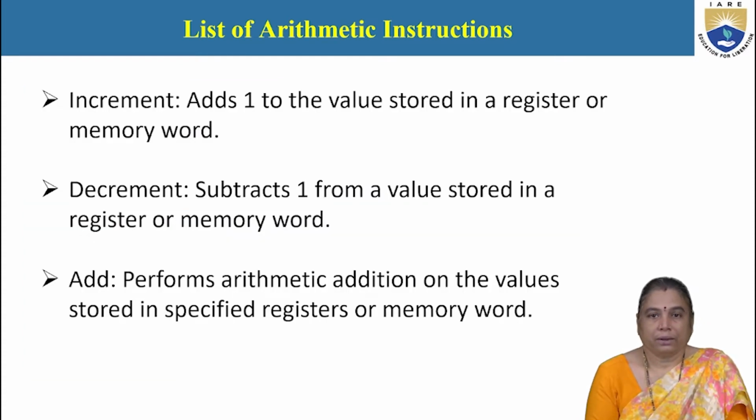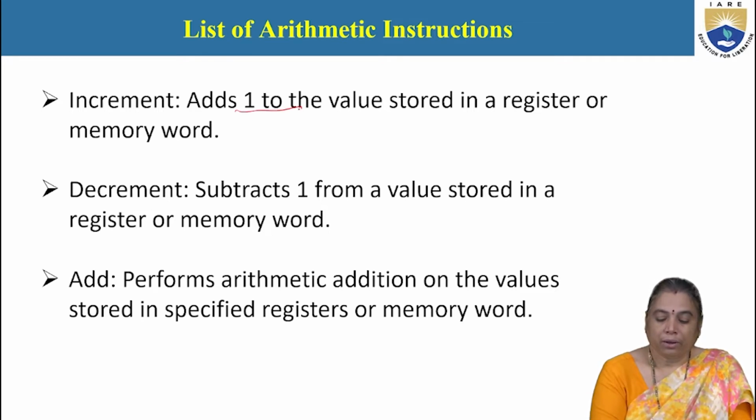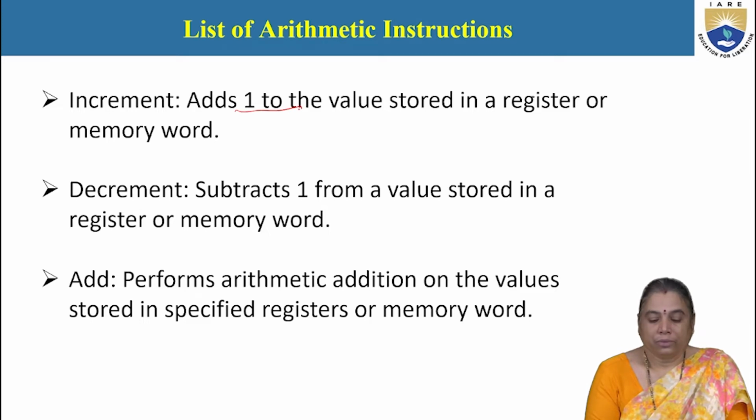Now we'll discuss the arithmetic instructions. The first arithmetic instruction is the increment instruction. The register is specified with the INC mnemonic. The register value is increased by 1 and is stored back in the register. Next is decrement. Decrement is used to subtract the value 1 from the register or from the memory word.